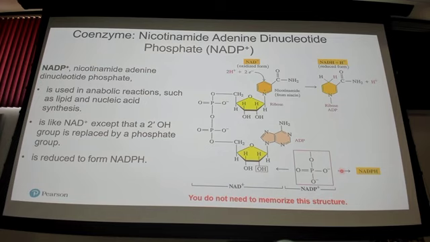lecture. NADP, or nicotinamide adenine dinucleotide phosphate. Same structure as NAD, except there's a phosphate group here. You don't need to memorize the structure. When it is reduced, it becomes NADPH. So NADP+ is the oxidized form, NADPH is the reduced form. This coenzyme is involved in anabolic reactions. We're going to talk about some of those reactions as we continue in this lecture.